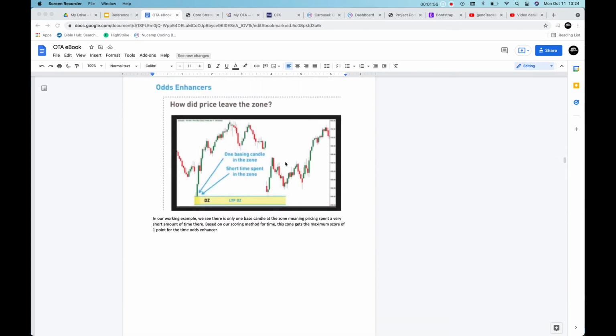In our working example that we see here, there is only one base candle at the zone, meaning price spent a very short amount of time there. Based on our scoring method for time, the zone would get the maximum score of 1 point for the time odds enhancer.